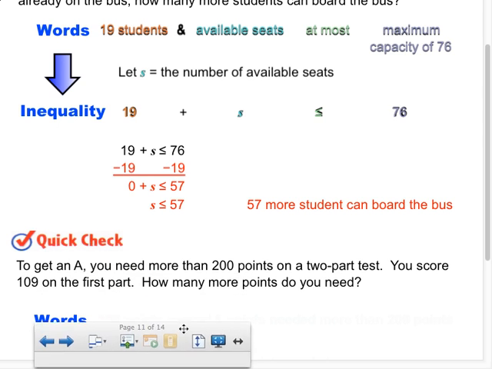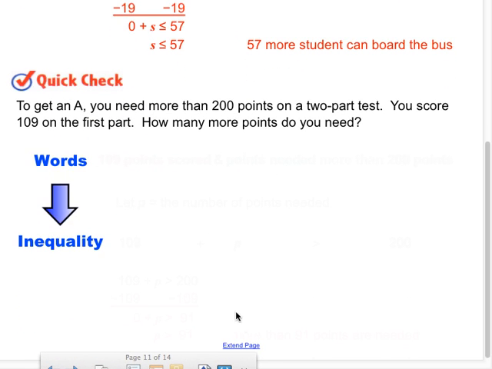Now I need you guys to do this problem. That's for you to do. So I need you to try now. I'll read it. To get an A, you need more than 200 points on a 2-part test. You score 109 on the first part. How many more points do you need? On your own, quietly, work it out. Come up with an inequality, and then solve it.